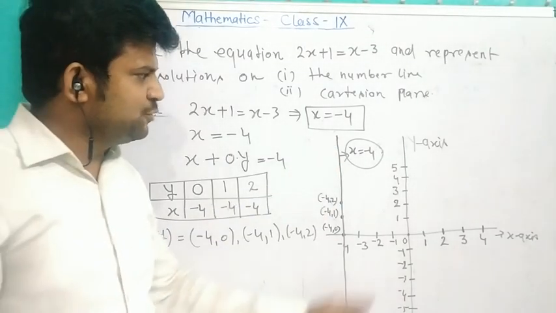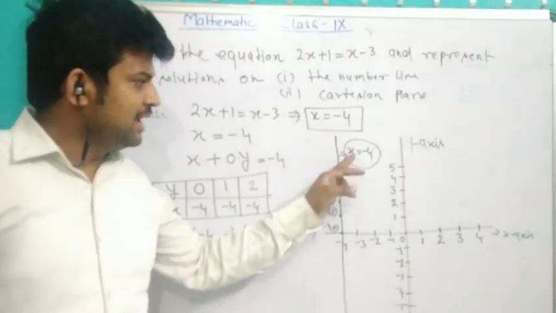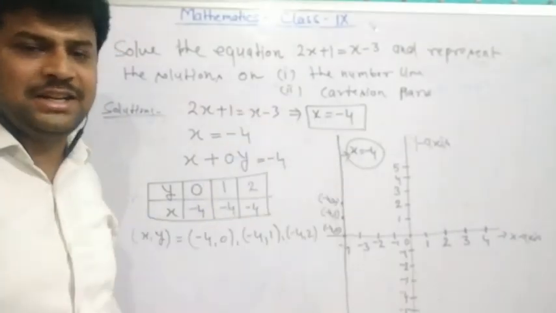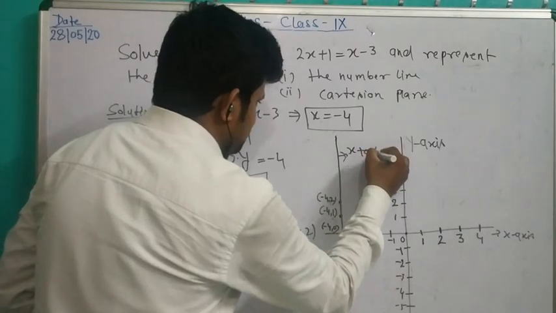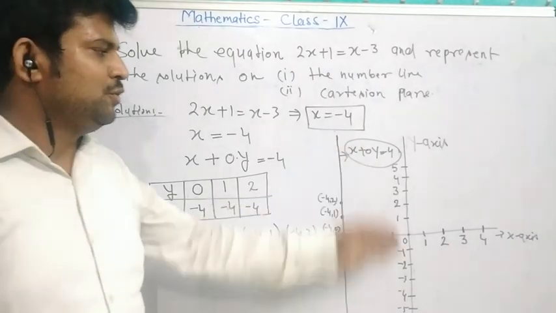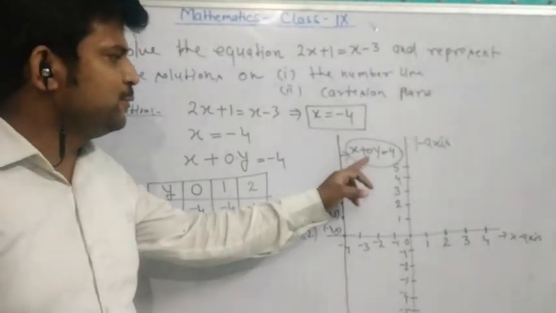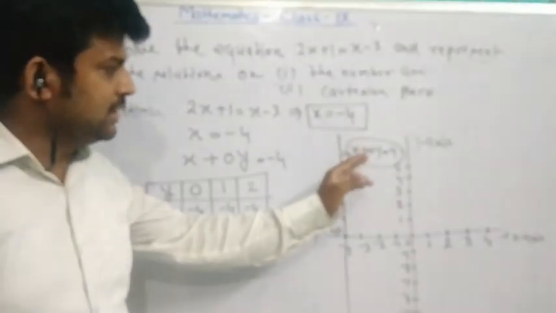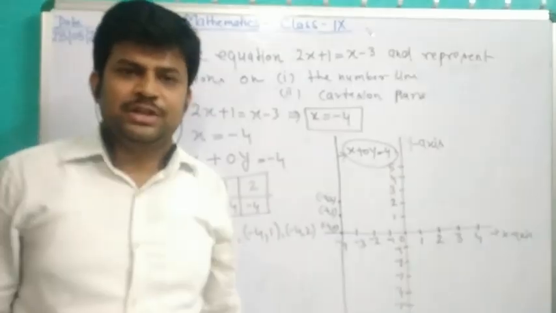Okay, and this line is parallel to the y-axis, and this line represents the equation x is equal to minus 4. Now x is equal to minus 4 is a linear equation, but this line is exactly the equation of the line x plus 0y is equal to minus 4. When we write x is equal to minus 4, the line represents a linear equation in one variable, and when we write x plus 0y is equal to minus 4, this line represents a linear equation in two variables.